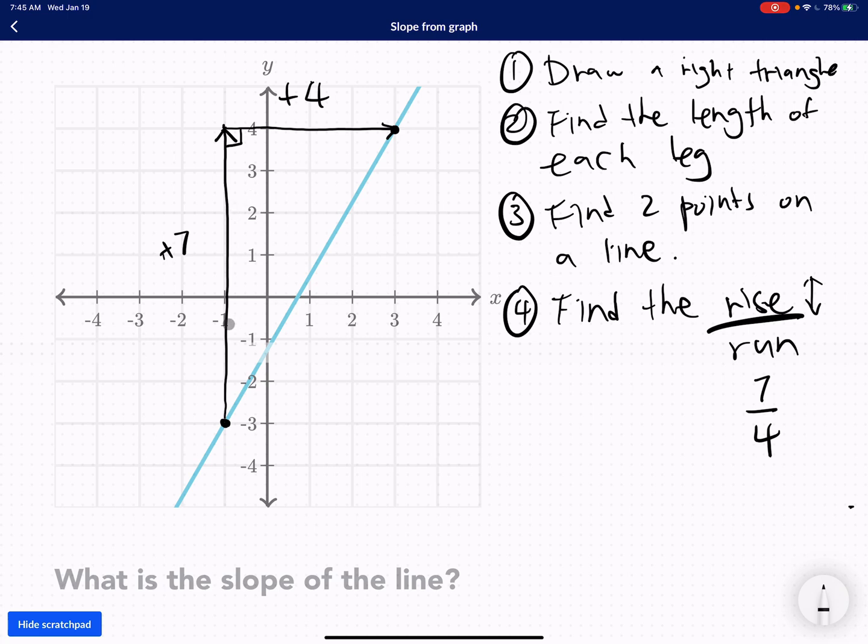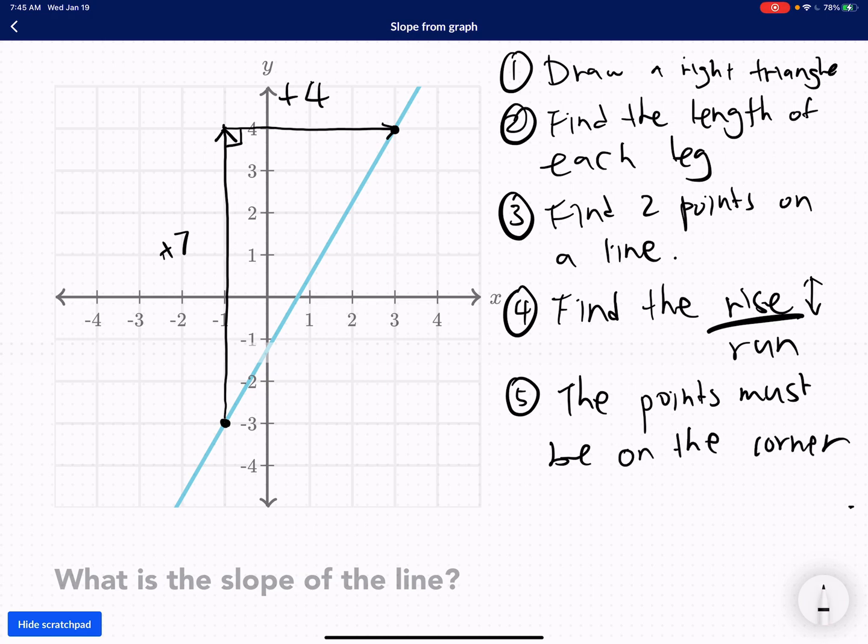Okay? Also make sure, okay, I'll also write down here, make sure the points must be on the corner of a square. Okay, that must be true. Okay, it must be in the corner of a square. Okay, all right, so let's take a look now.